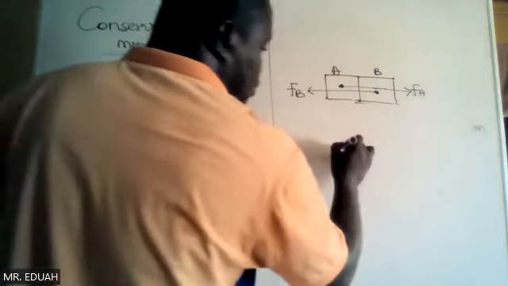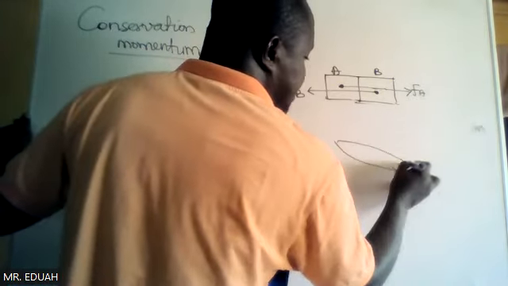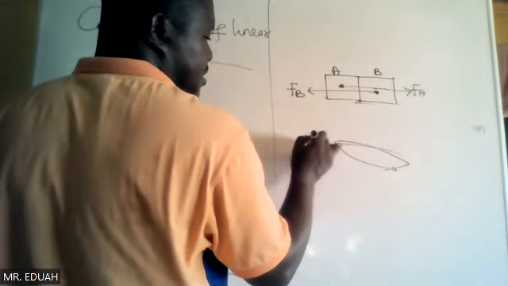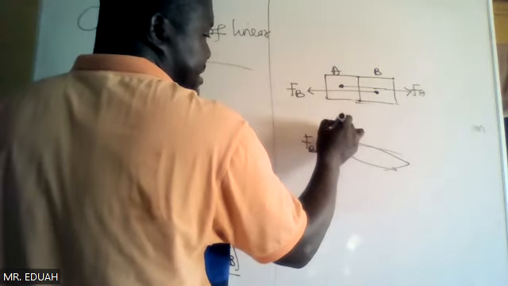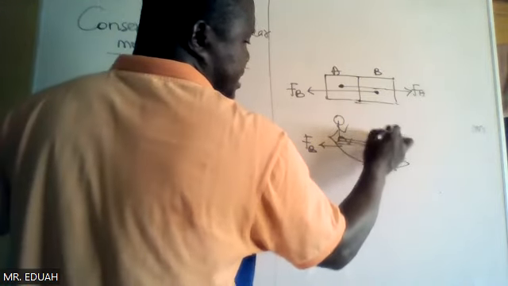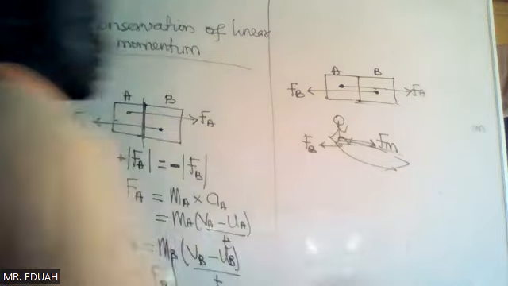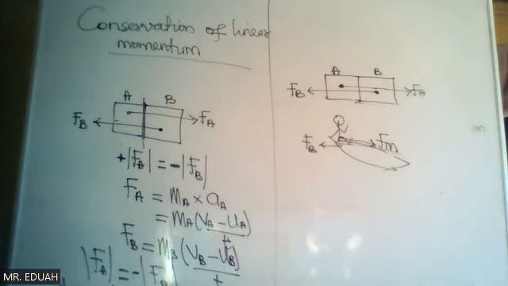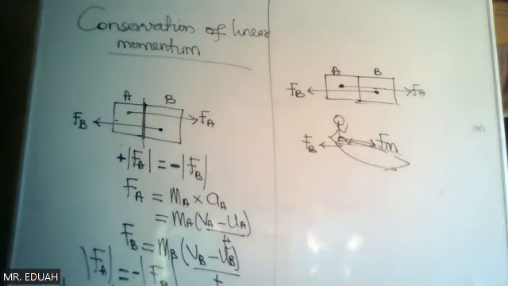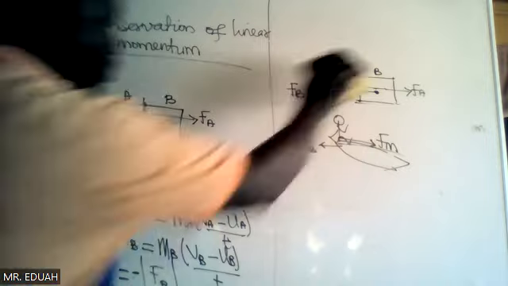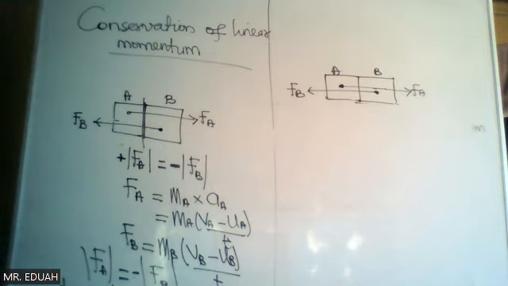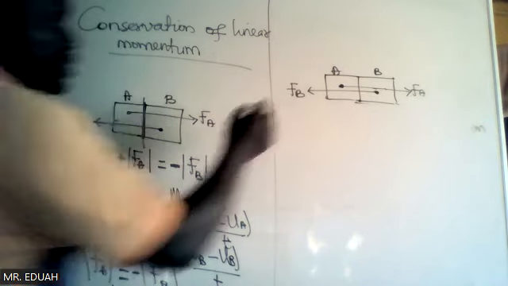This is similar to somebody stepping out of a boat. The boat exerts a force on the person, and the person stepping out of the boat also exerts a force on the boat. Both forces are equal, but their directions are opposite. So let's use the two bodies colliding example.